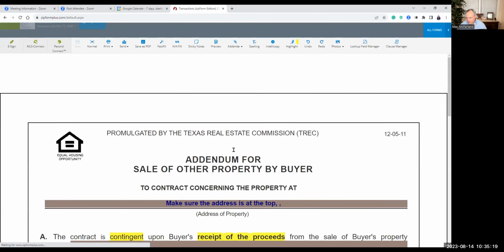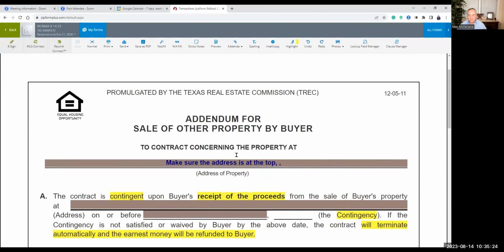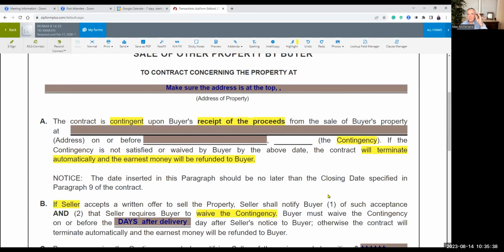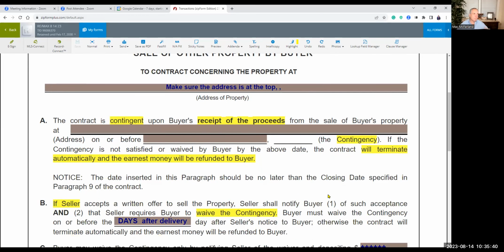All right. Just a couple little notes here on these. If you're not familiar with them, you can follow this. The addendum, and again, I don't have these set up as a handout, but they are in your system. The addendum for sale of other property. If the buyer has another property they're selling to buy this property, this form is designed to be used. Remember, on the 1 to 4 family, that doesn't count as cash because they don't have it, right?